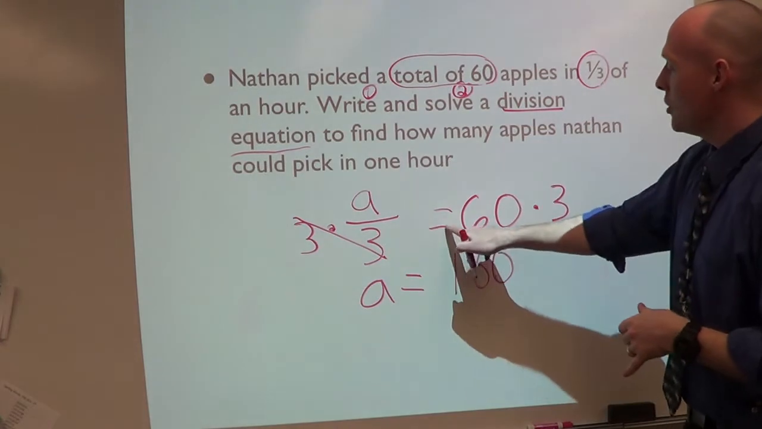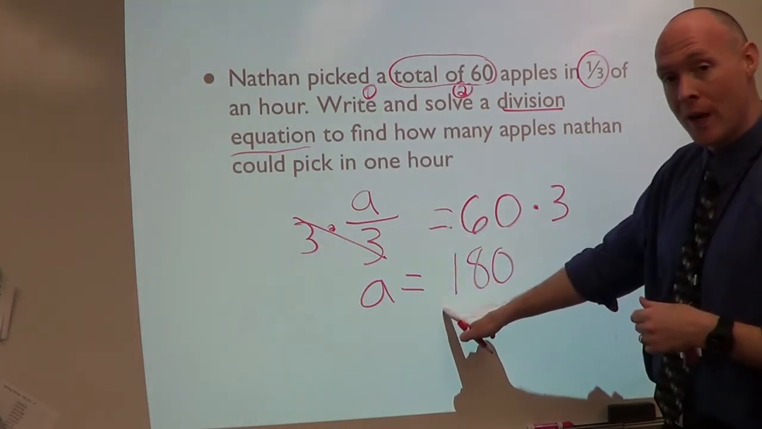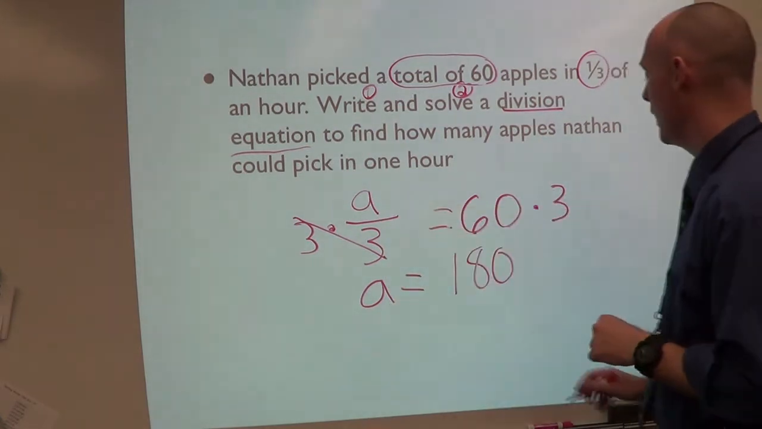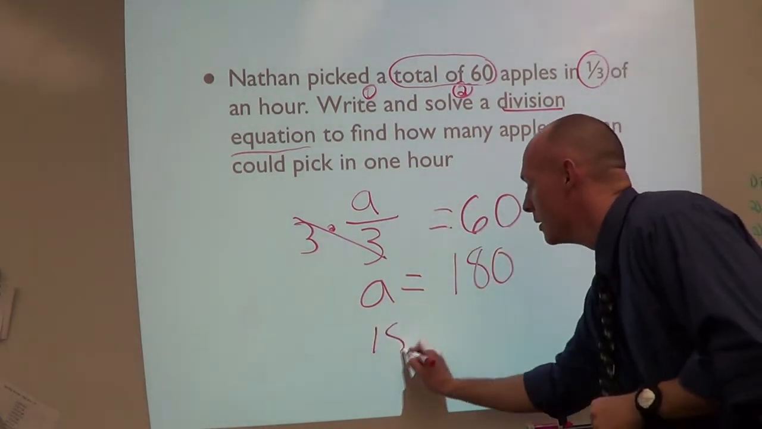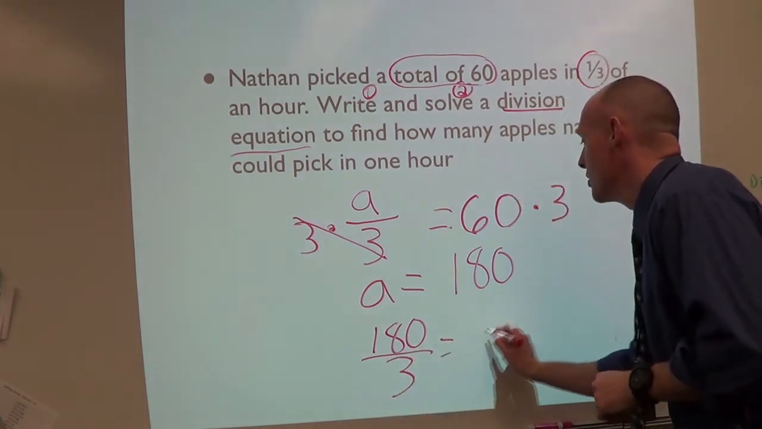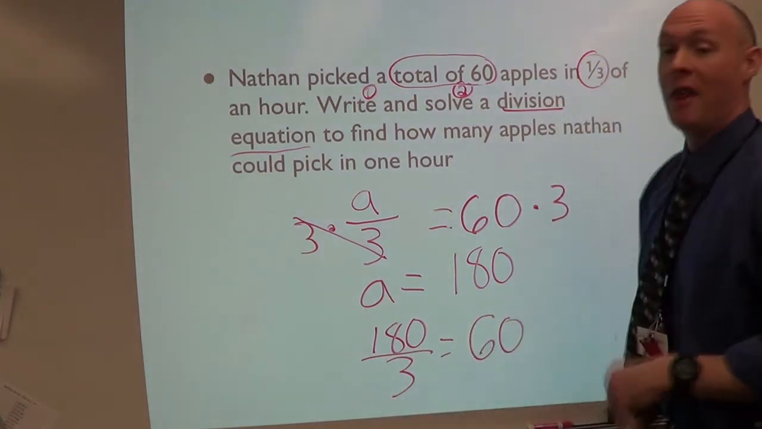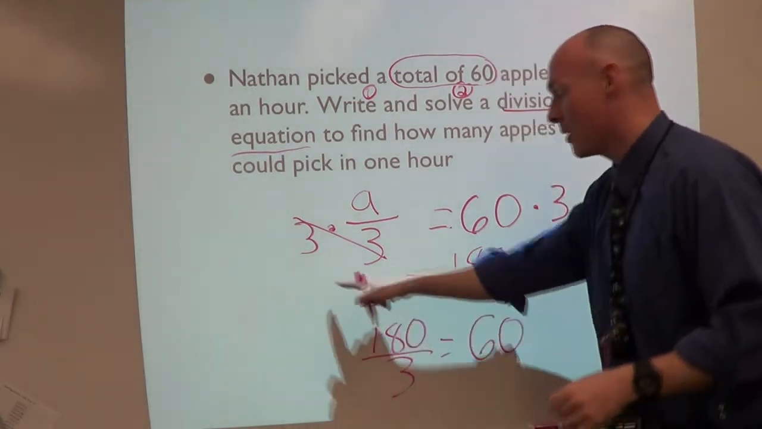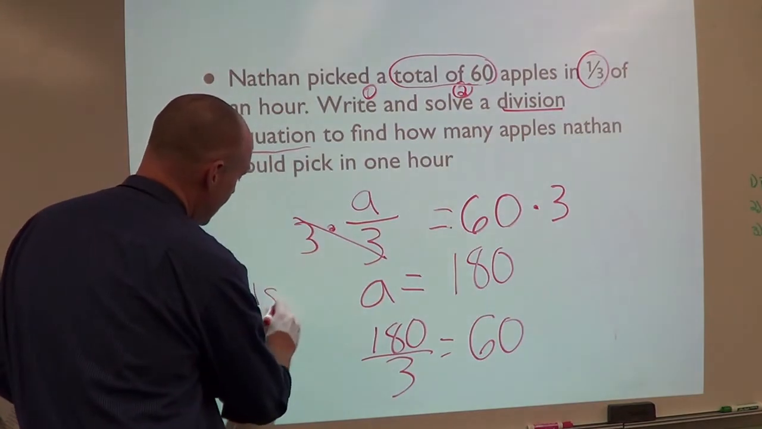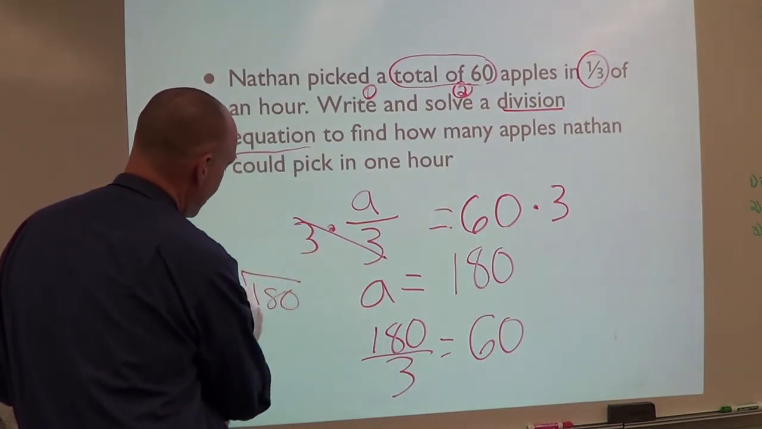We wrote our equation. We solved our division equation. Now let's double check our answer. So instead of A, I'm going to plug in 180 divided by 3 equals 60. That I can't do off the top of my head, so I'm going to go over here and do some work. And I'm going to say 180 divided by 3.